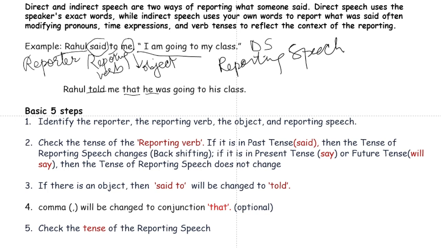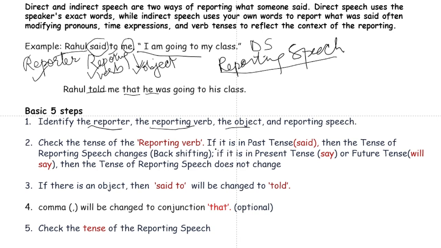Right? We have 5 basic steps. The very first step is to identify the reporter. We have already done that. Who's the reporter here? Rahul. Identifying the reporting verb, we have already done here. The object is me in the sentence, and then the reporting speech. So this first part we have already done here, right? Now let's come to the second part.